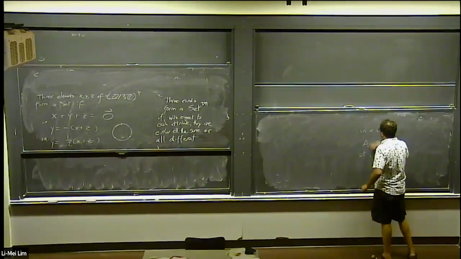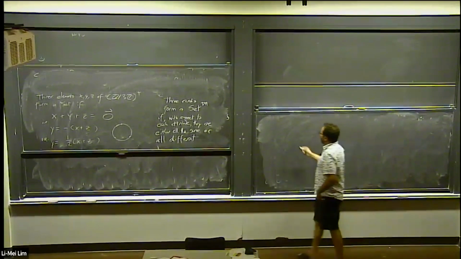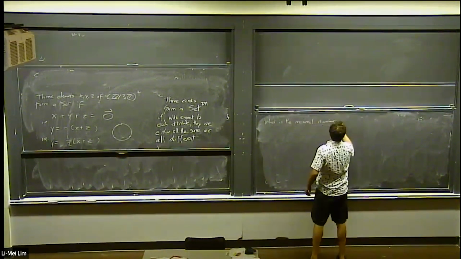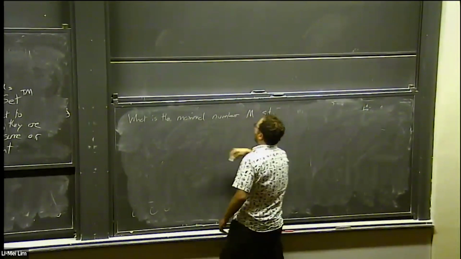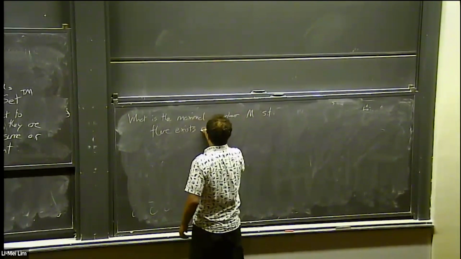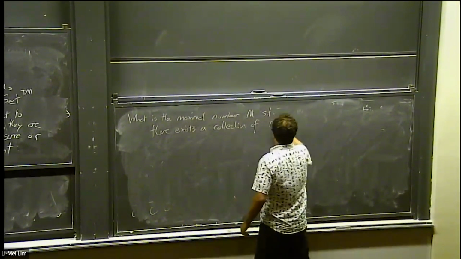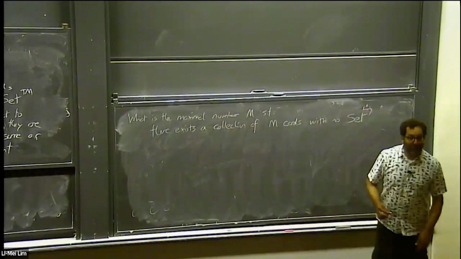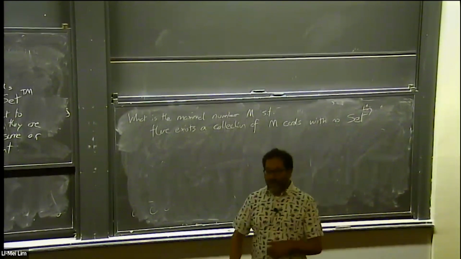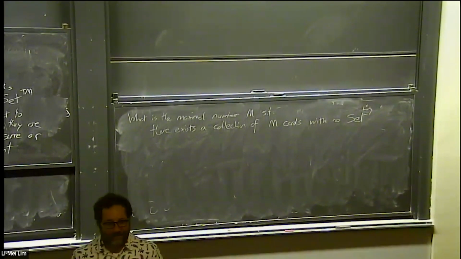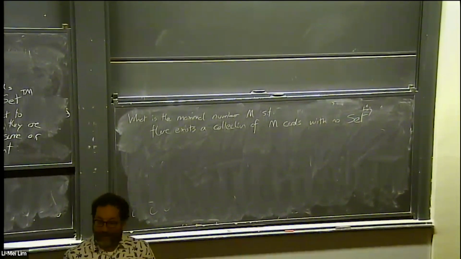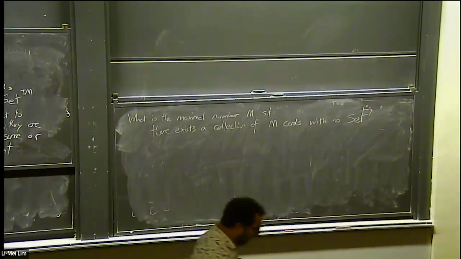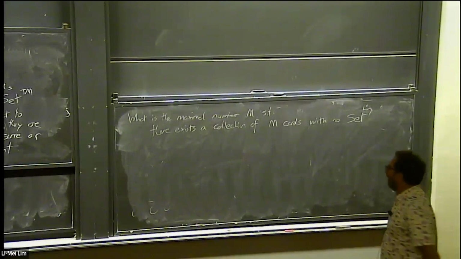Well, rather than phrase it as there must be a set, let me phrase it in terms of there might not be. So what is the maximal number M such that there exists a collection of M cards with no set? And this is not such an easy question. If you actually play Set a lot, you'll see that usually once you have, let's say, 15 or so cards, it's extremely rare for there not to be a set, but it is actually possible. And so let me say a little bit about how, as mathematicians, we think about a problem like this. Because I think it has good guides for other problems that you may work on.